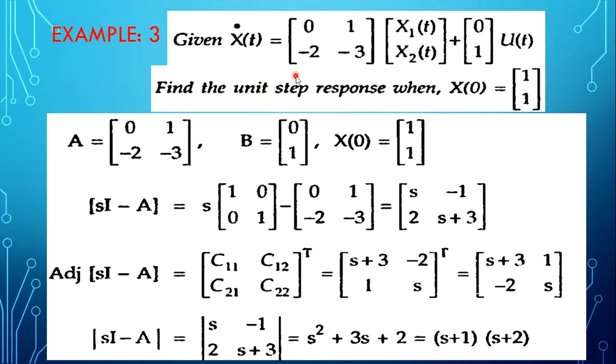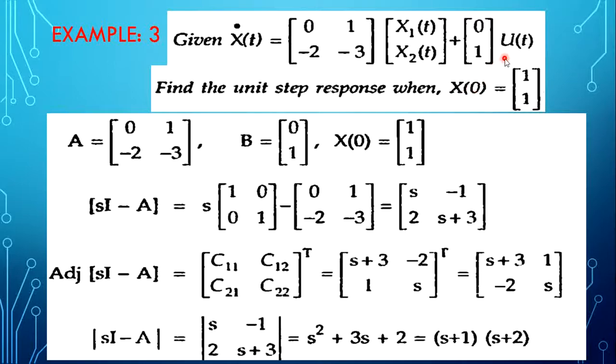Here, when we see this example, x dot of t equals A x of t plus B u of t, with the initial state vector given as x of 0. In some examples they will give x naught, that is also the initial vector, or x of 0, the initial state vector. Here u of t is given.